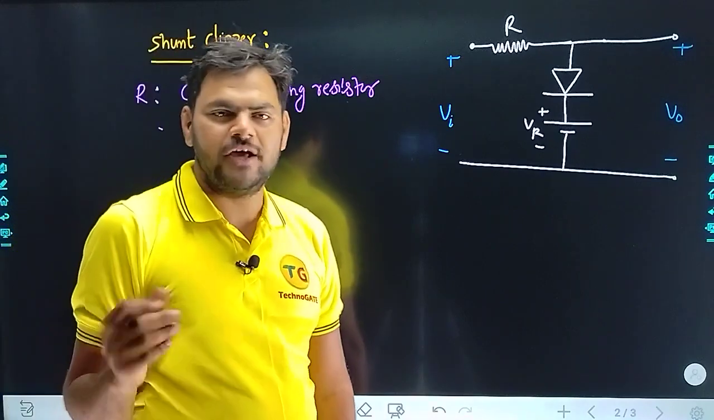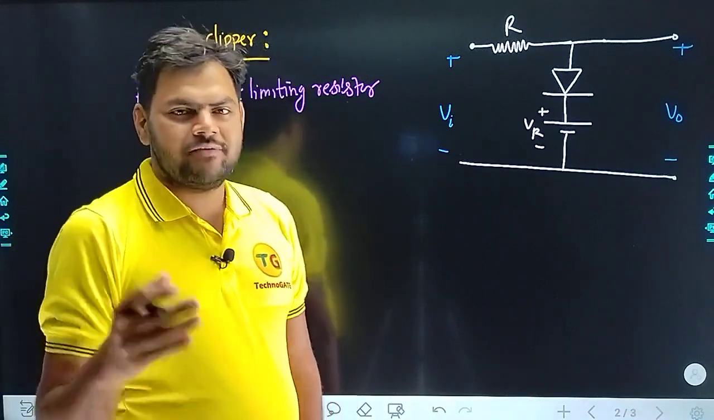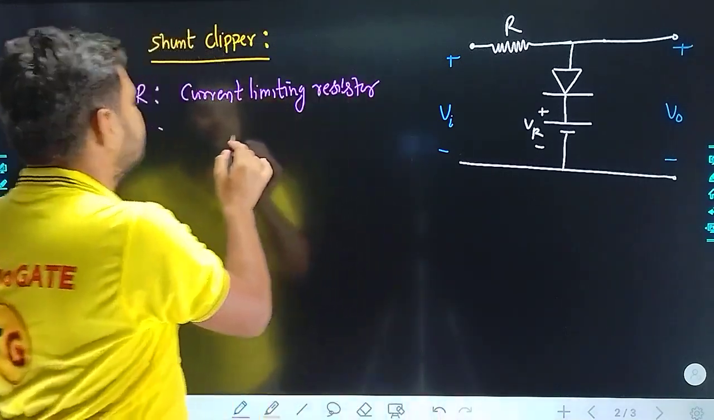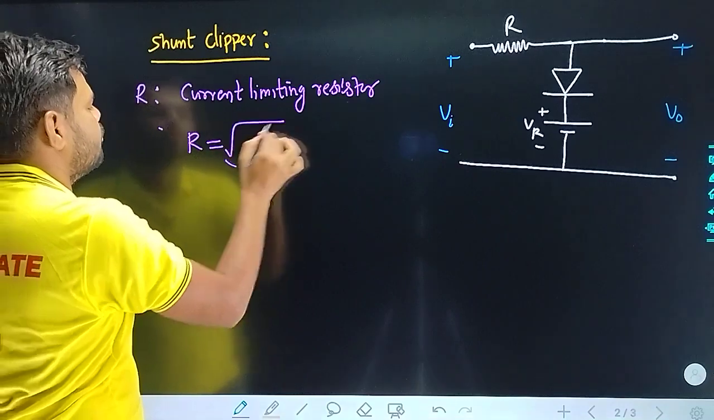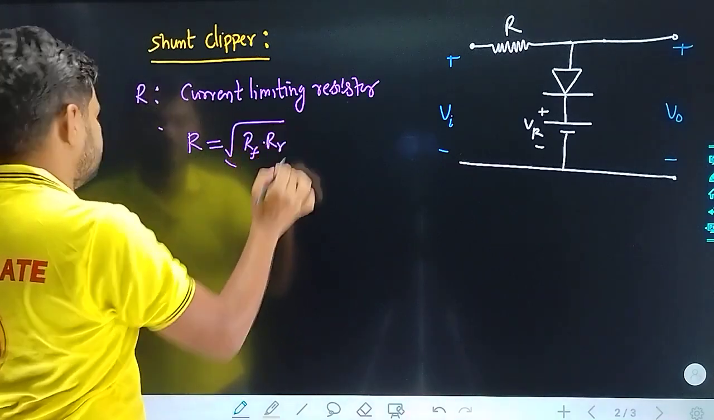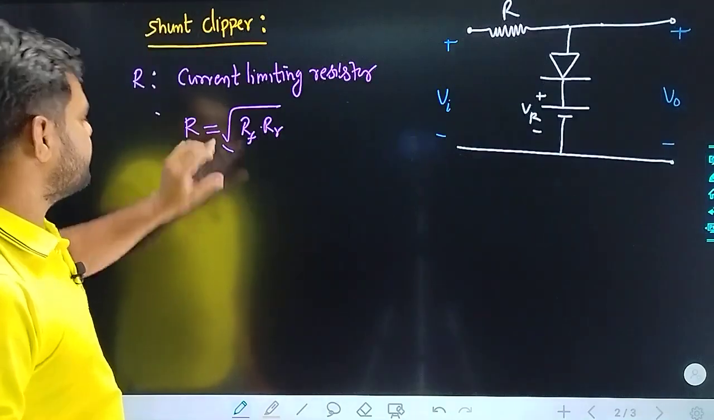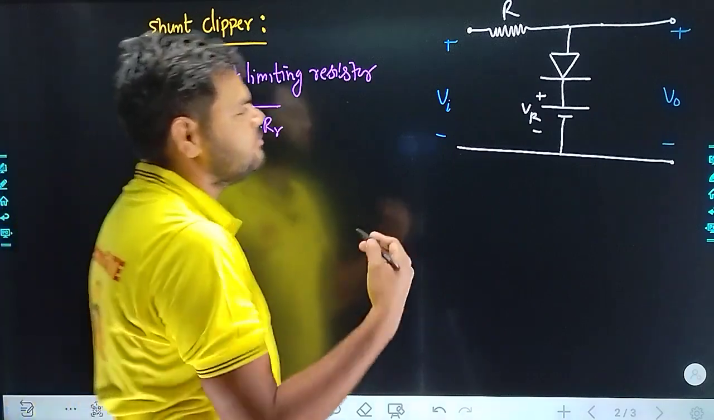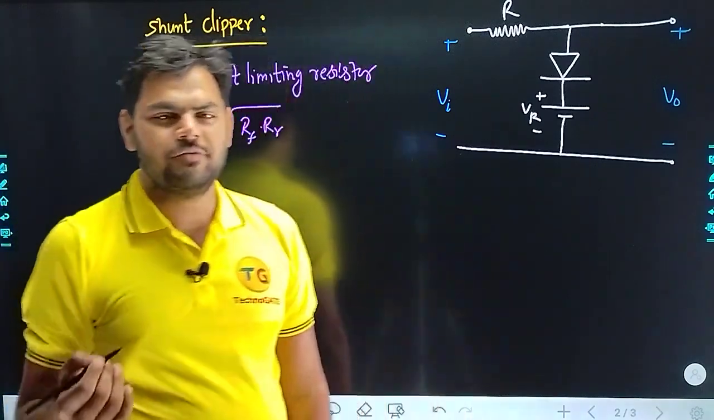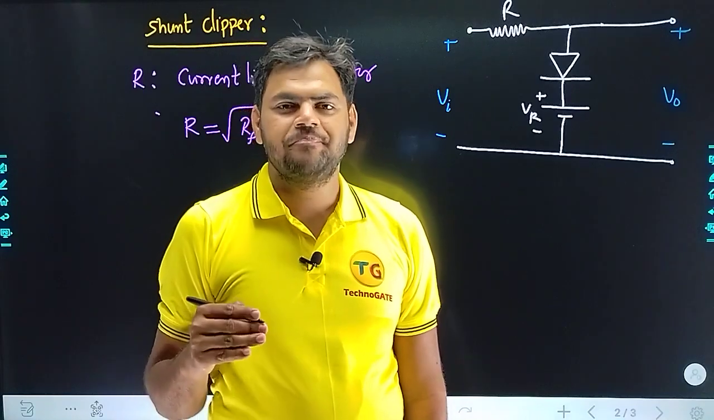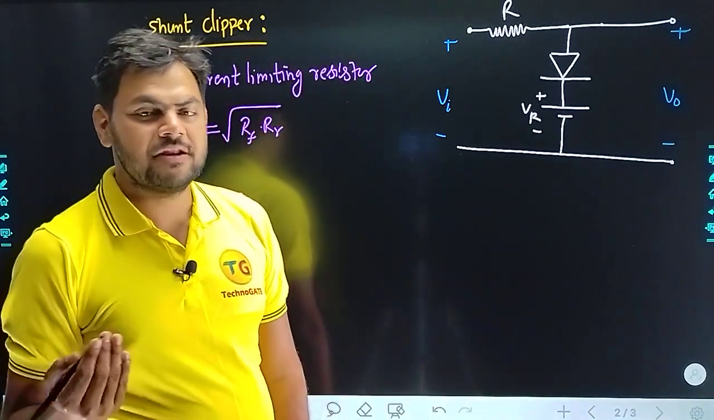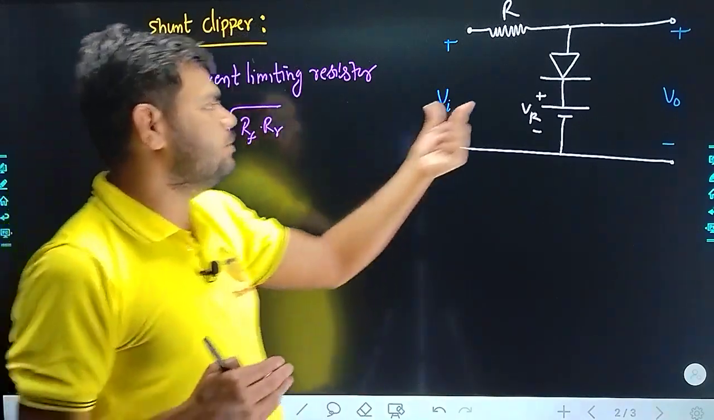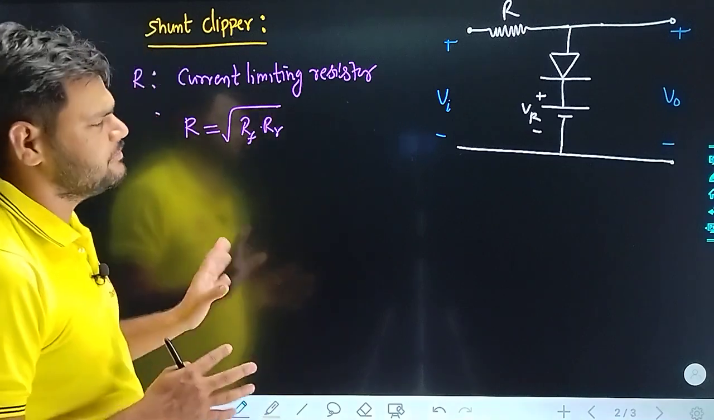And what should be its value? Generally we don't require its discussion at all, but the required value of R is the square root of RF into RR. RF defines the forward resistance of the diode, which means the amount of resistance the diode offers whenever it is forward biased. RR defines the reverse resistance of the diode, the amount of resistance the diode offers when it is reverse biased. Got it? It's a very simple philosophy.